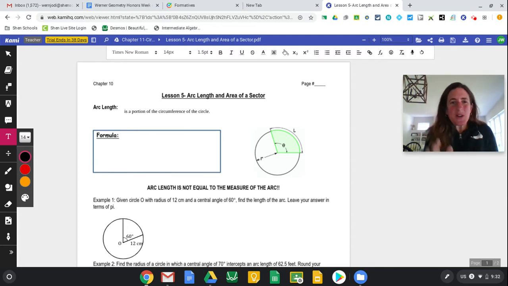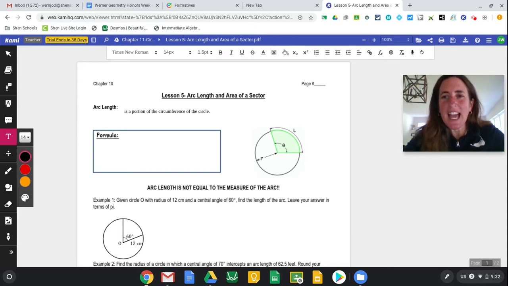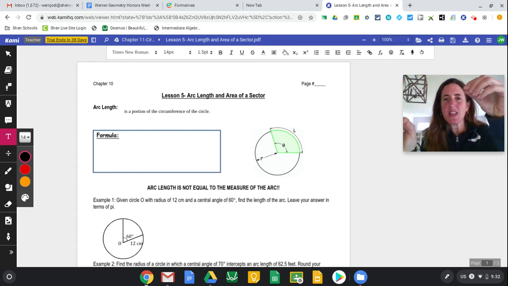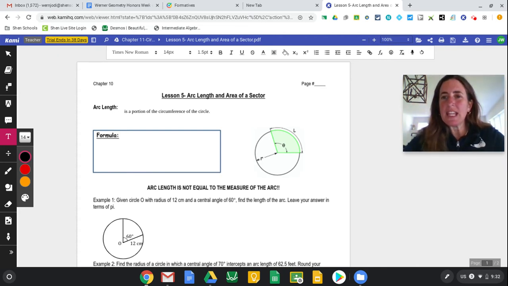Okay, so the first thing we're going to do, we'll do arc length first, is you have to know what arc length is. Arc length would be like someone took a string and placed it around the outside of the circle, around the circumference, and then straightened it out. So that would be the length of the arc versus the degree measure of the arc. They're two different things. Arc length is put a string around it and then straighten that string out.